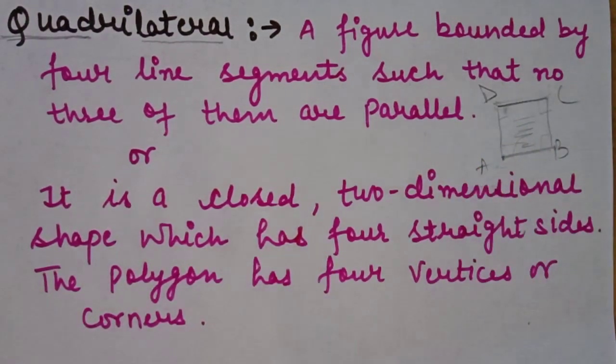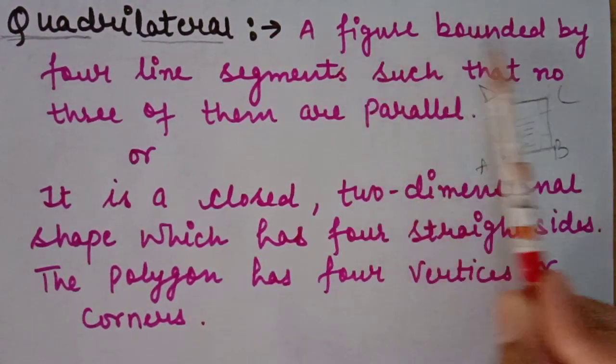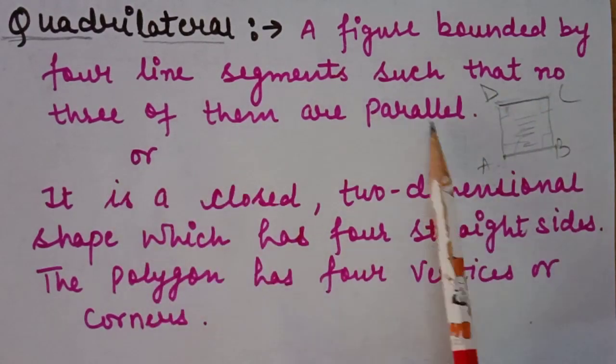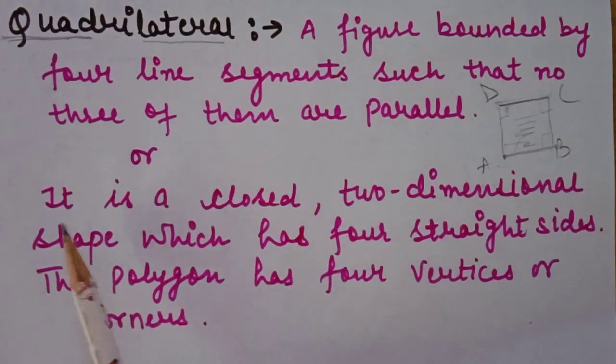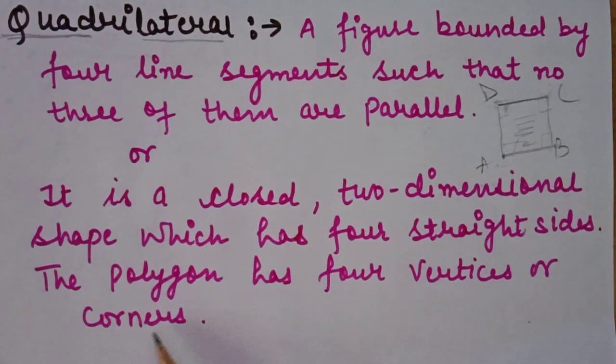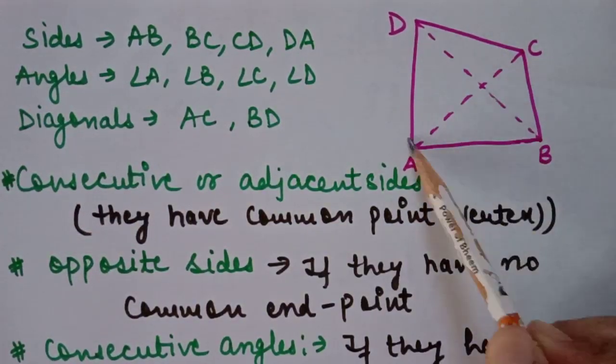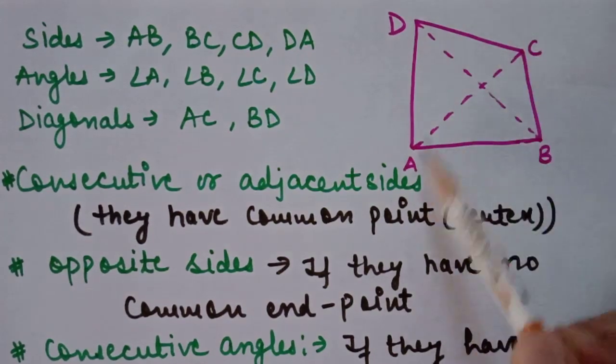So these two definitions are present in front of you. You can learn any one definition. A figure bounded by 4 line segments such that no 3 of them are parallel to each other, or it is a closed two-dimensional shape which has 4 straight sides. The polygon has 4 vertices or corners. So this is the definition of quadrilateral. We take ABCD as an example of a quadrilateral.